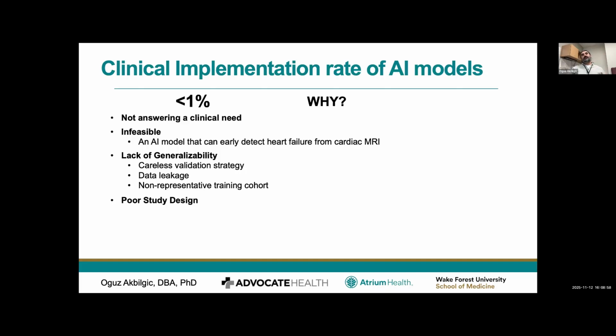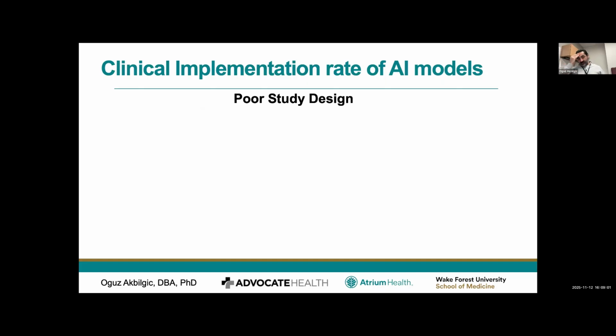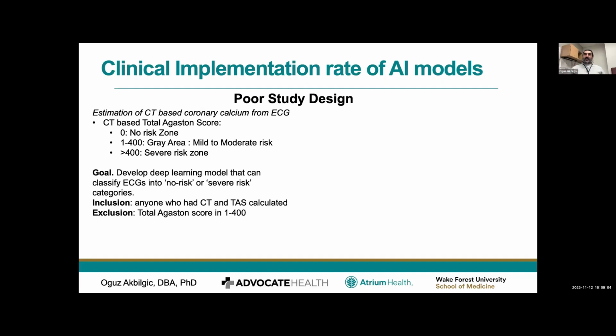This is actually worth a little more discussion, so I have a separate slide for this. Here I would like to give an example. Coronary calcium is one of the strong indicators of cardiovascular aging and cardiovascular disease if it is measured through computed tomography. A total Agatston score is calculated from the CT. If it is 0, it's a good thing, it is the no risk zone. If it is 1 to 100, mild risk; 100 to 400, moderate risk; but if it is more than 400, it indicates a severe risk zone.